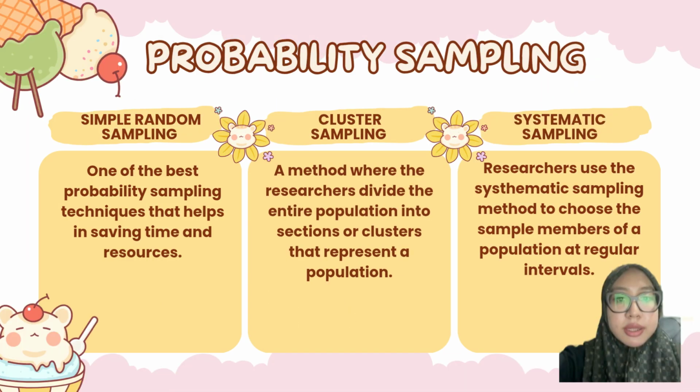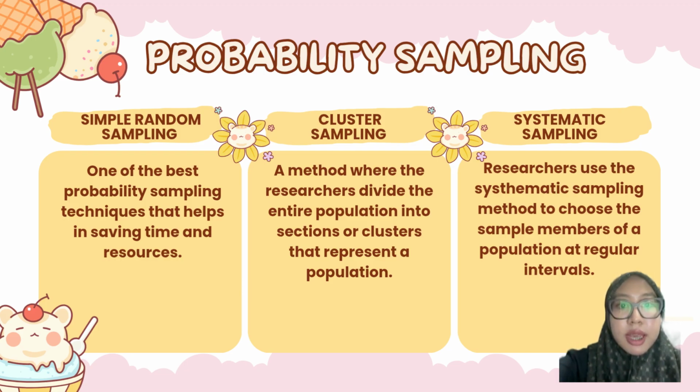So I will explain about probability sampling. Probability sampling is a sampling technique in which researchers choose samples from a larger population using a method based on the theory of probability. This sampling method considers every member of the population and forms samples based on a fixed process.